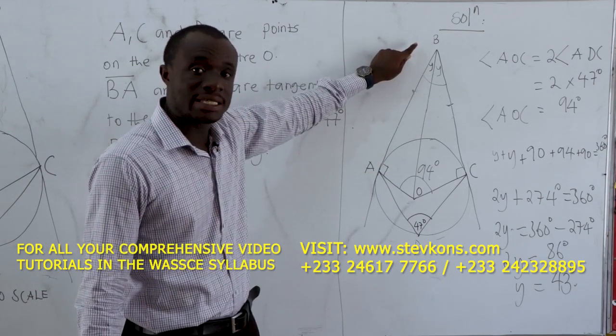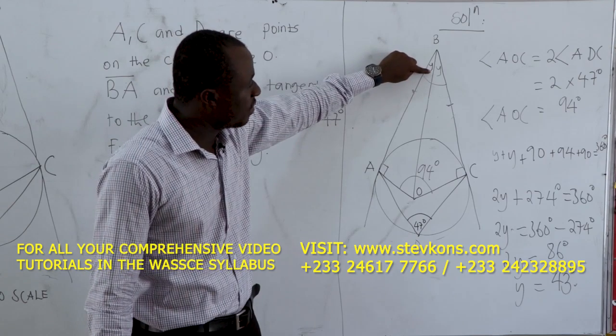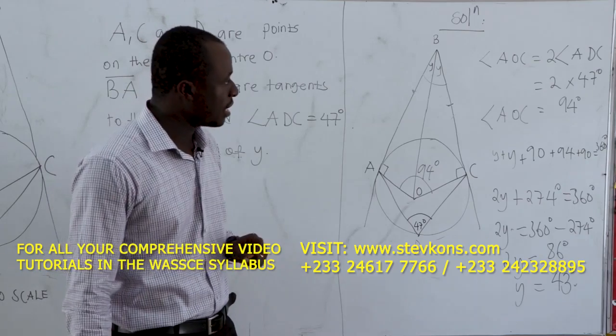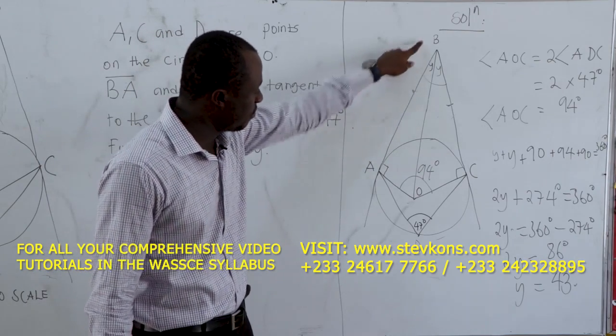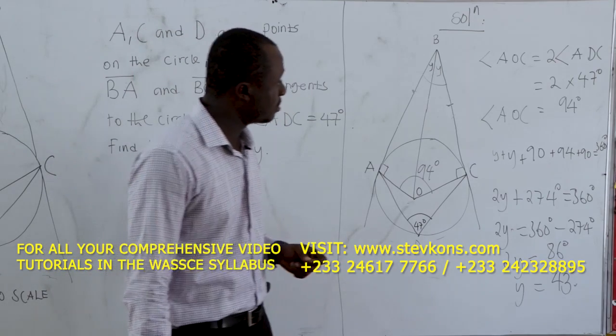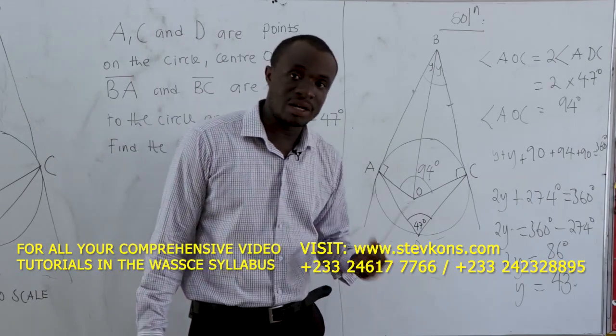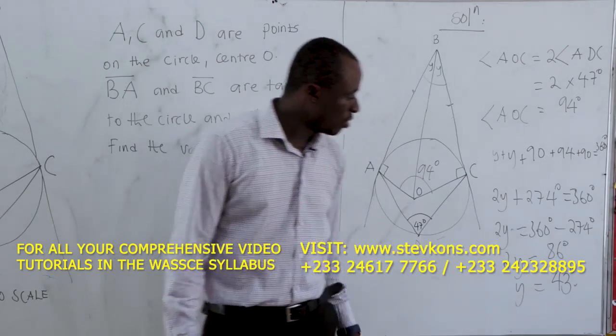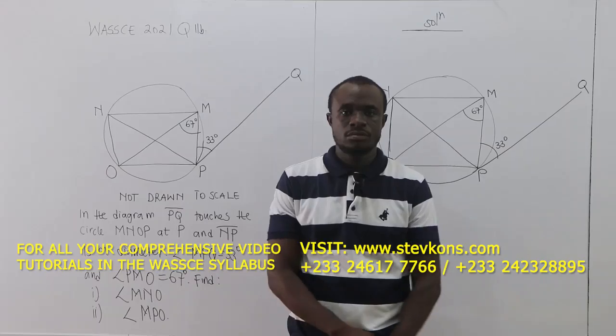So if it is bisecting the angle at B, it means if this is y, the angle over here is also y. And then we can see four-sided figure BAOC, which is a quadrilateral. So the sum of angles in a quadrilateral is equal to 360 degrees, and that is what we have solved over here.